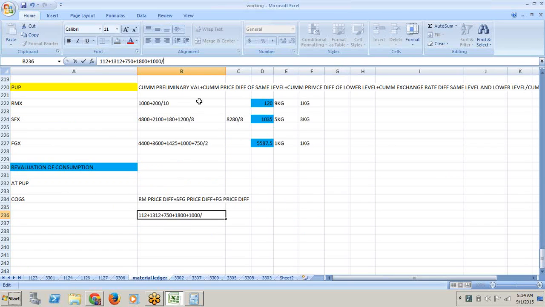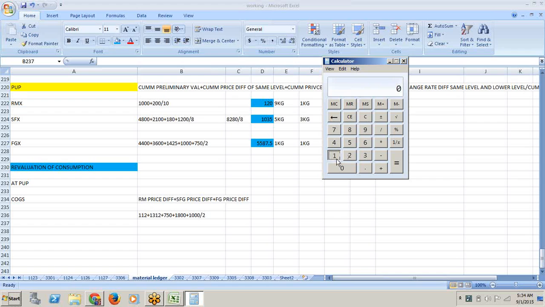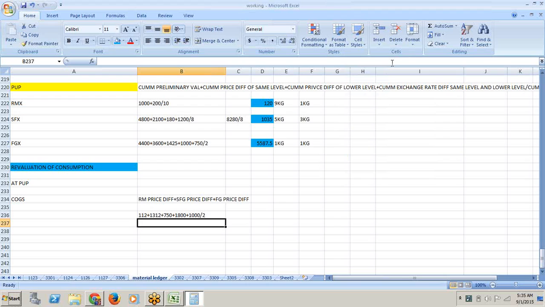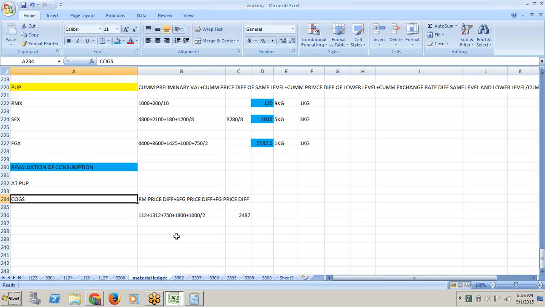Total divided by 2 kgs. Only 1 kg we have sold. This is 2 kgs. 112 plus 1312 plus 715. It includes material price differences and activity price differences at lower level as well as at same level. Divided by 2, 2487. So this will be added. This price difference, or unit price difference, will be added to the COGS.